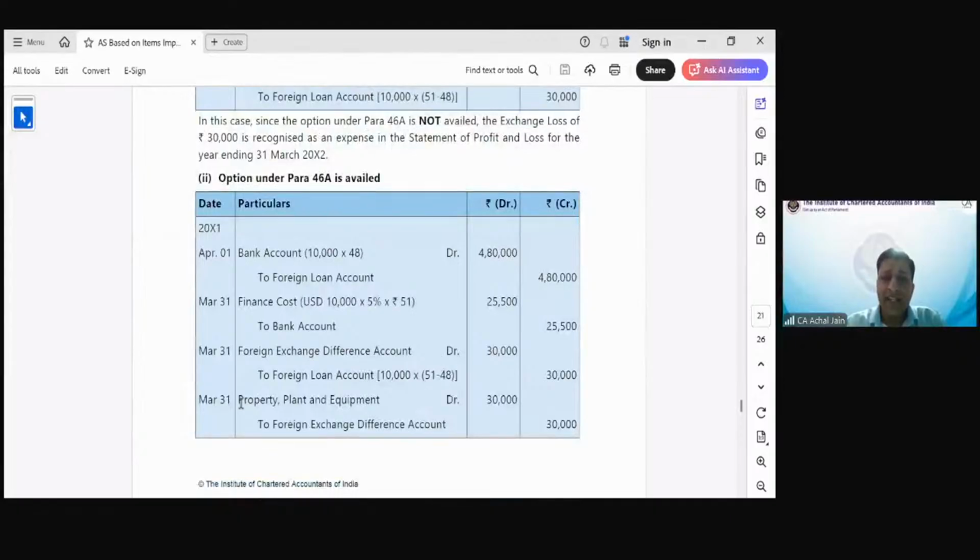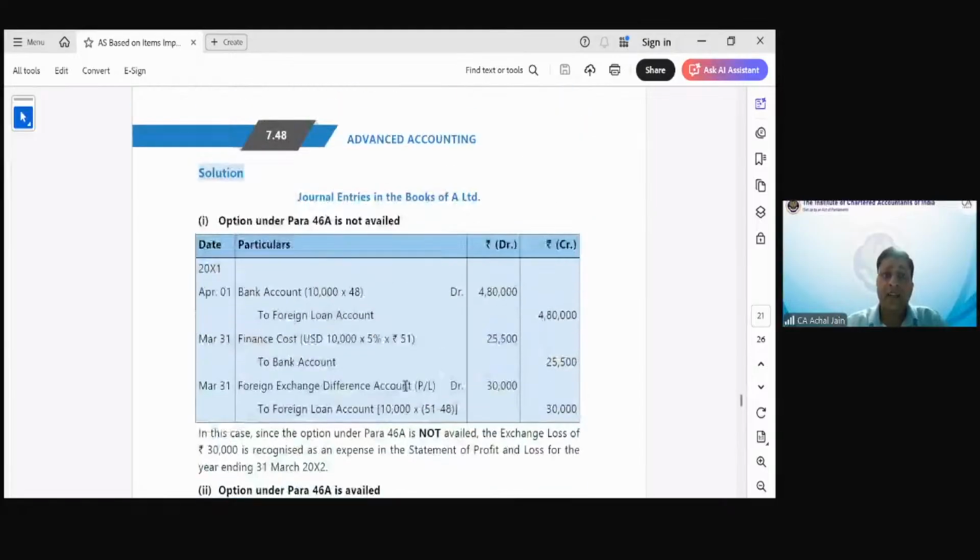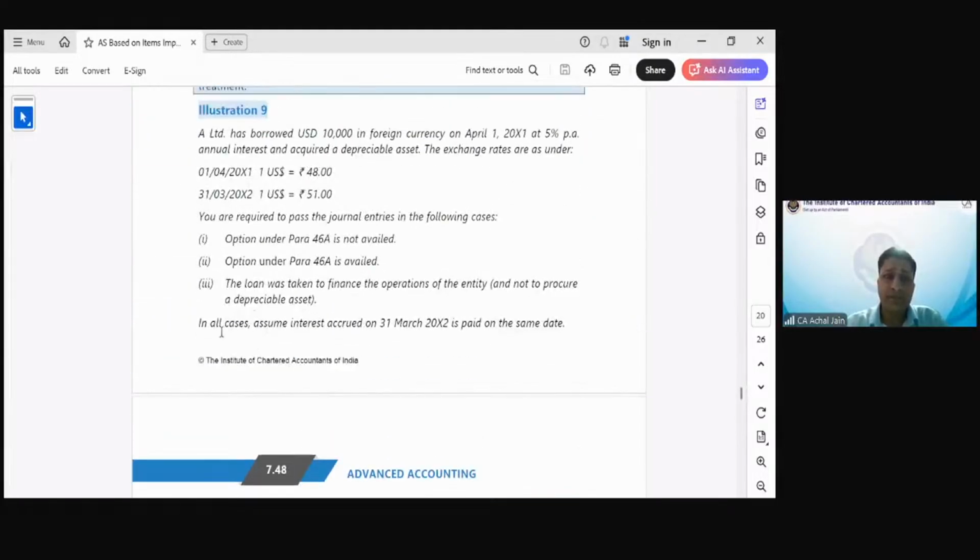Exactly the same thing has been done in option number 2. Whereas if you go to option number 3, again, para 46A is considered. But the question says that now you should assume that this loan is not utilized for acquiring the depreciable asset. I think this is also the query from Ishan. So in this case, if the loan is not utilized for acquiring of depreciable asset, where do you take this foreign exchange difference?